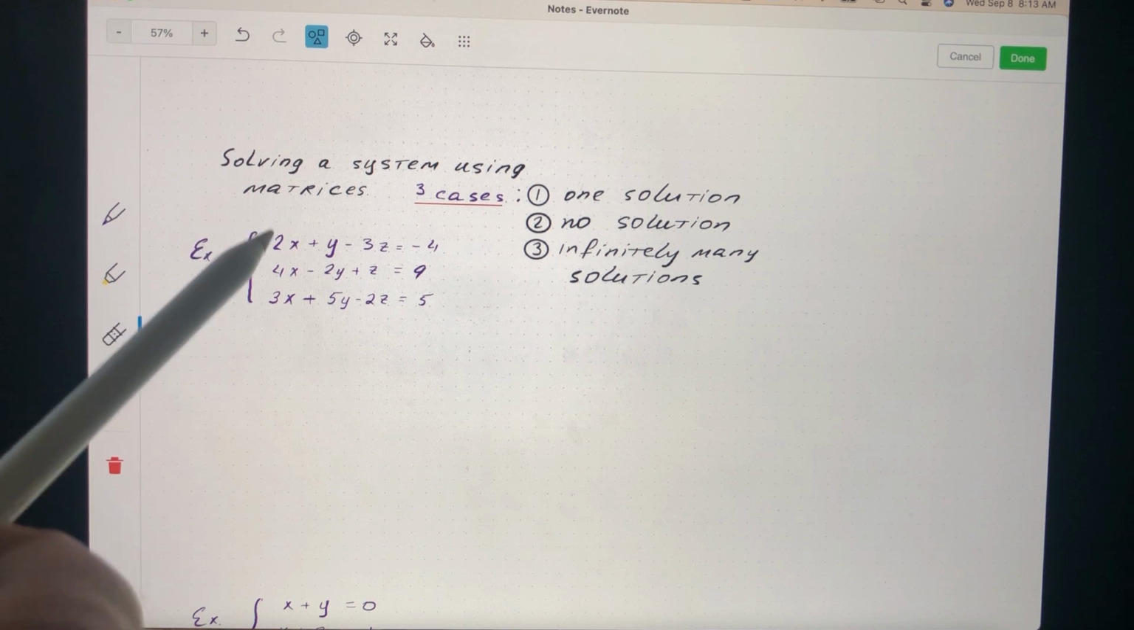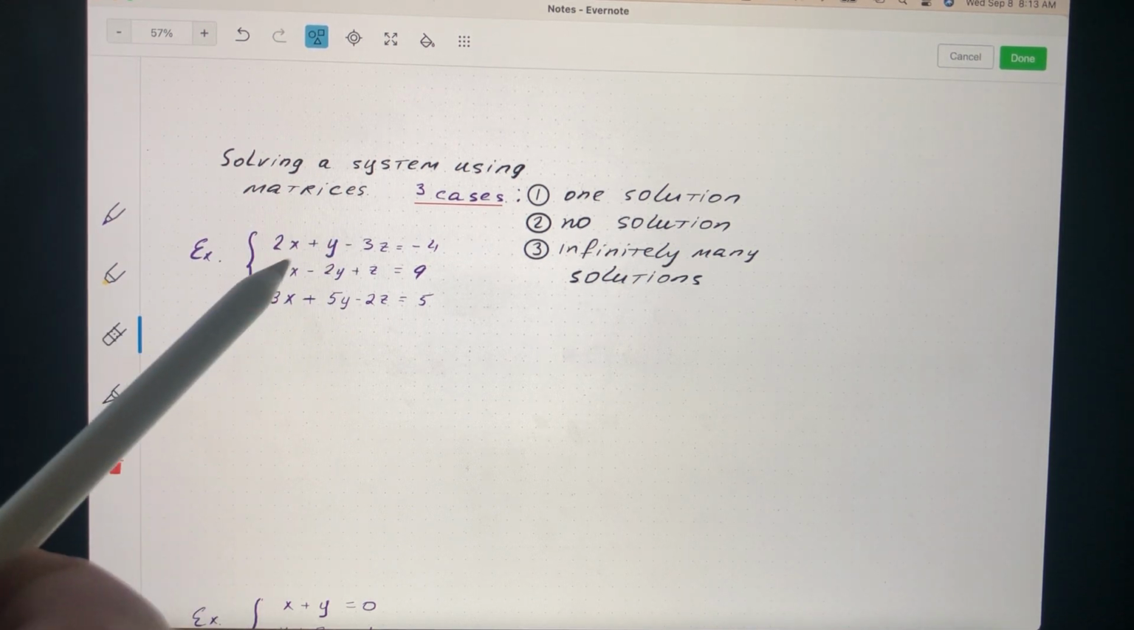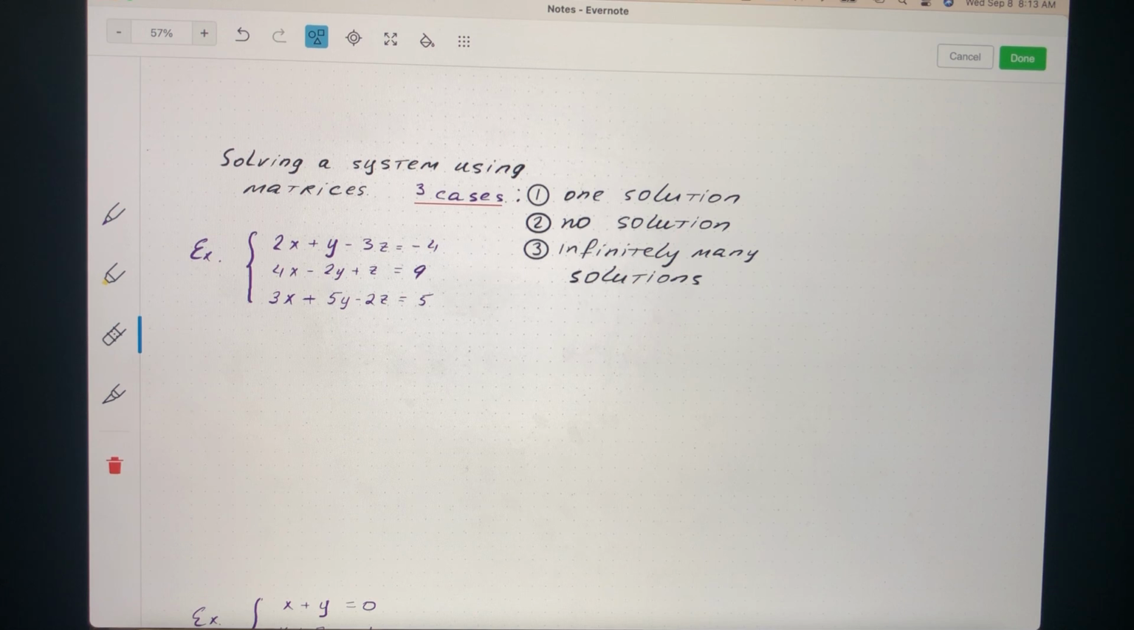Matrices only use the coefficients, the numbers in the front, not the actual letters. So when we use the matrix, we copy the numbers only, and the position tells us what numbers they are: the x numbers, the y numbers, or the z numbers. The last column is the answer. So we have 2, 1, -3, and the answer column is -4. 4, -2, 1, answer 9. 3, 5, -2, answer 5. This is what the matrix looks like.